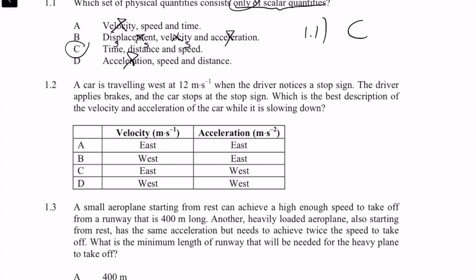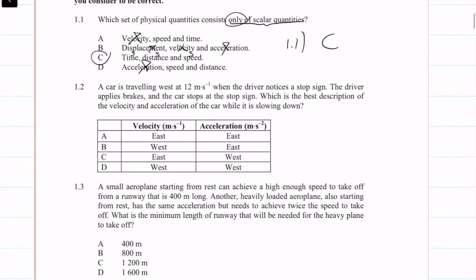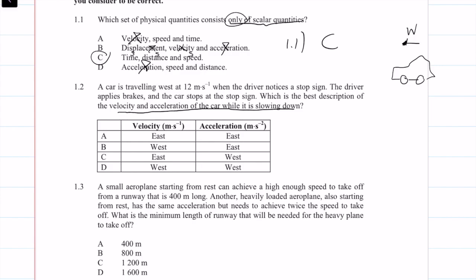Question 1.2: a car is traveling west at 12 meters per second when the driver notices a stop sign. Let's draw a car, and it is traveling in the westward direction. The driver applies the brakes and the car stops at the stop sign. What is the best description of the velocity and acceleration while it is slowing down? Let's say this is the stop sign. The car is always moving in the westward direction, so our velocities are definitely in the westward direction.